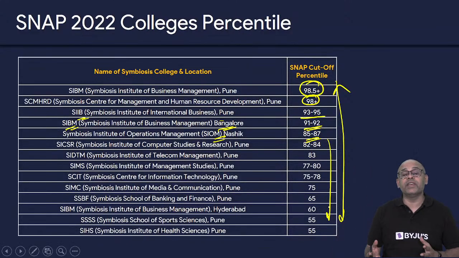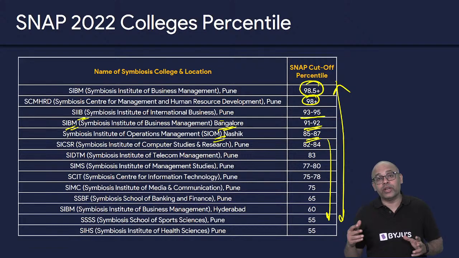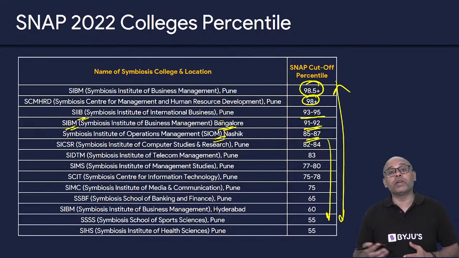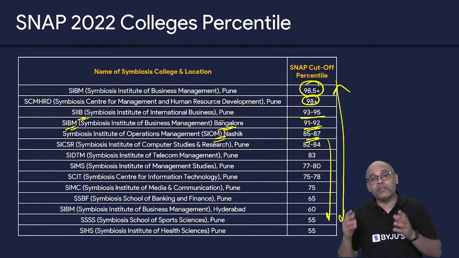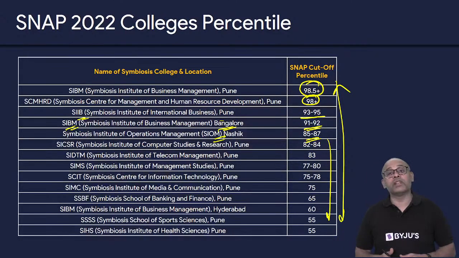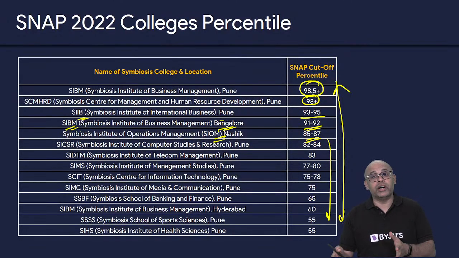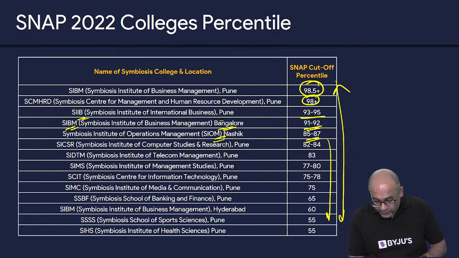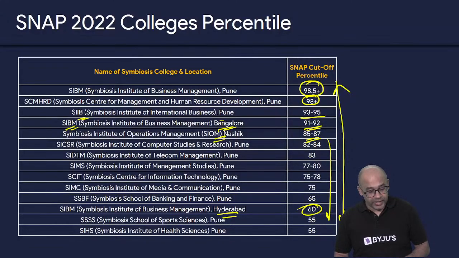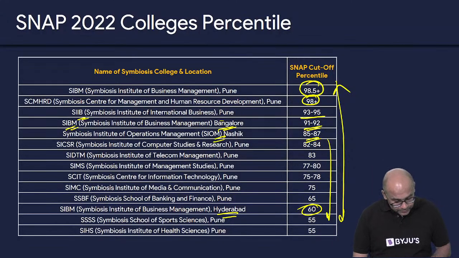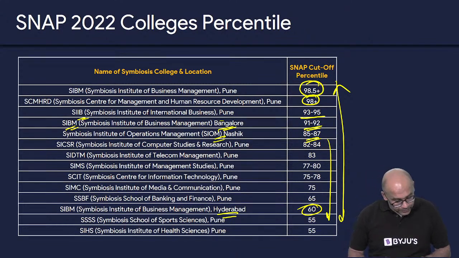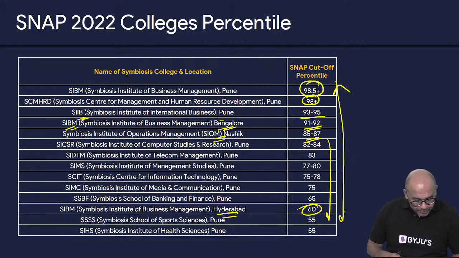Some of you are asking what kind of percentile you need for SIBM Bangalore, SIBM Hyderabad, and so forth. Please take a look at this chart and take a screenshot of it. We have given you all the required percentiles you need to expect for the particular college you are seeking. So for SIBM Hyderabad, probably around 60 percentile. You'll be getting SIBM Hyderabad. Then 90 percentile for SCMHRD or SIBM Bangalore.